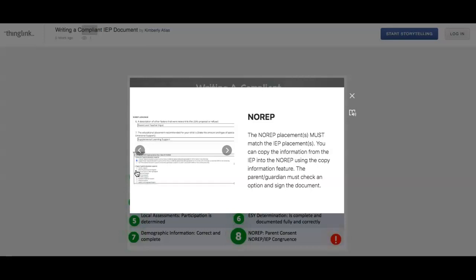And then also include the placement level. So supplemental, itinerant, full-time, and the service that they provide. Life skills, emotional support, learning support in the NOREP. If you're going to do it by hand, you have to have both pieces. It's not just learning support. It's not just emotional support. It's what level of those services they are receiving.